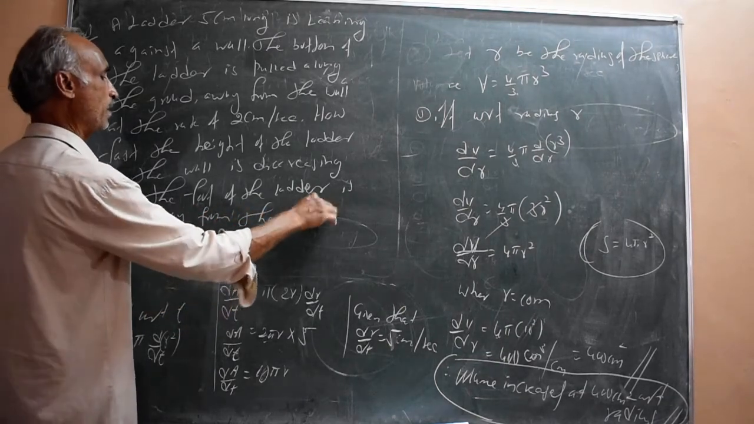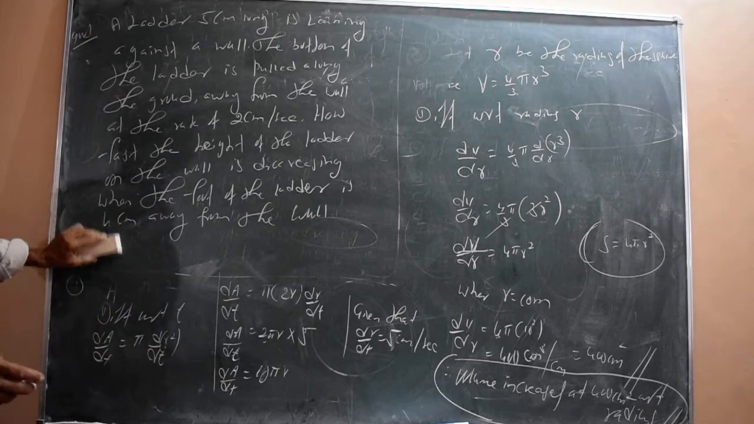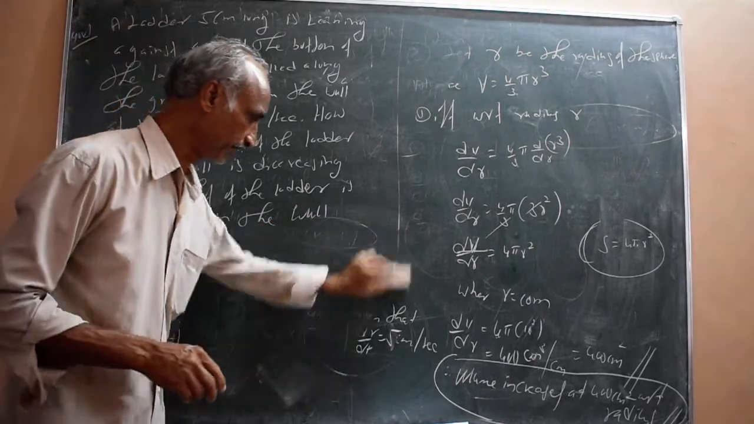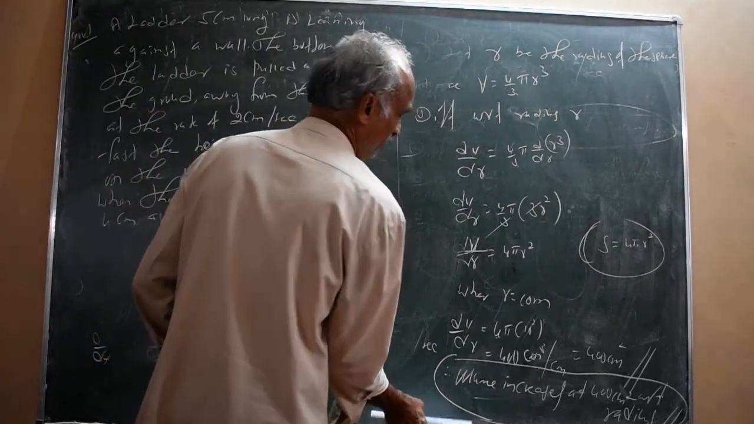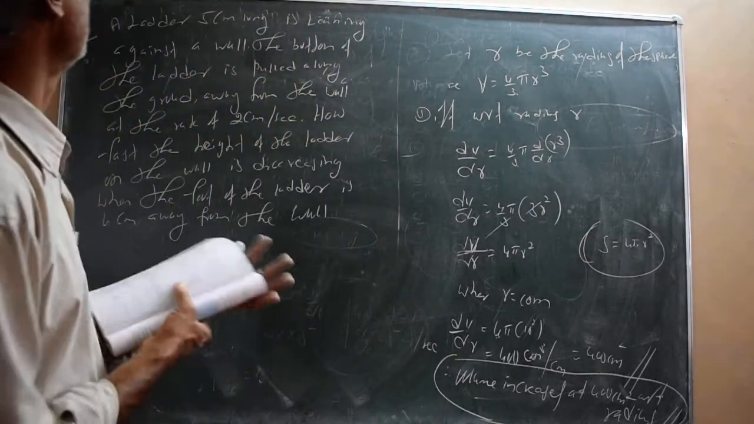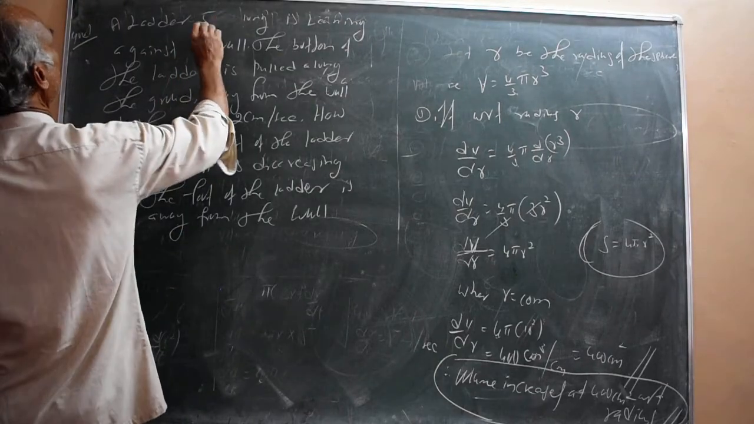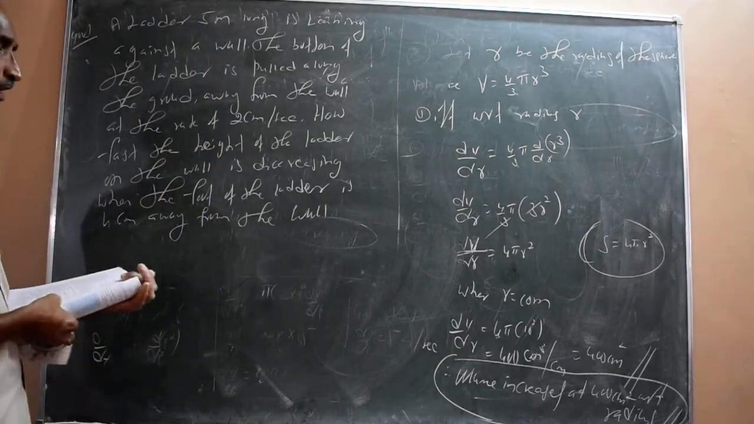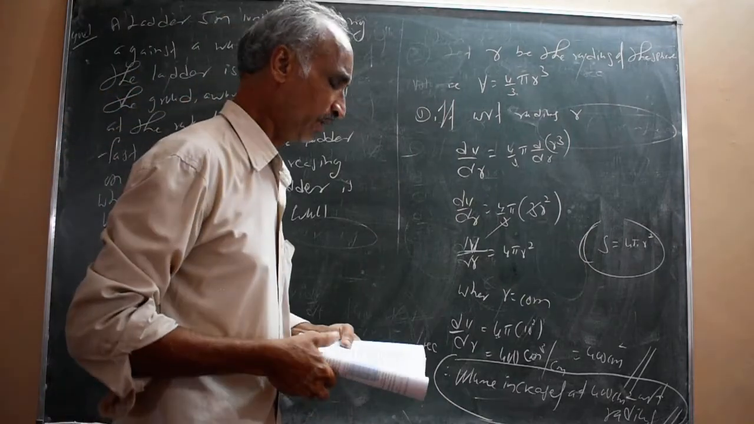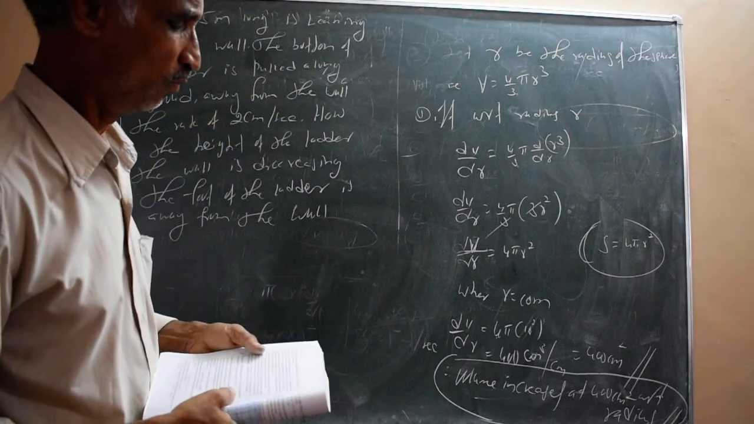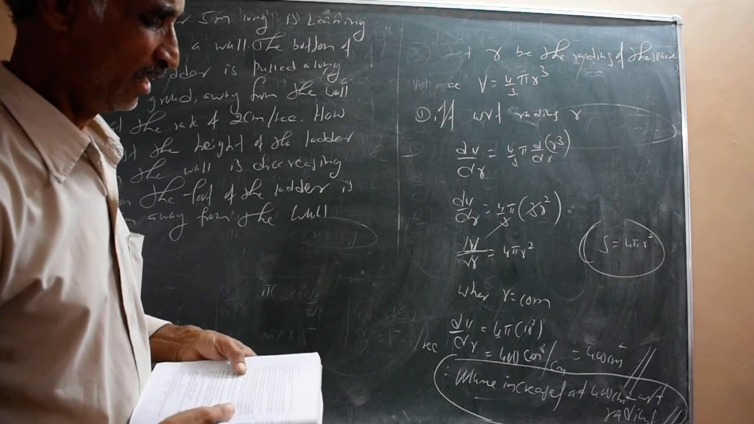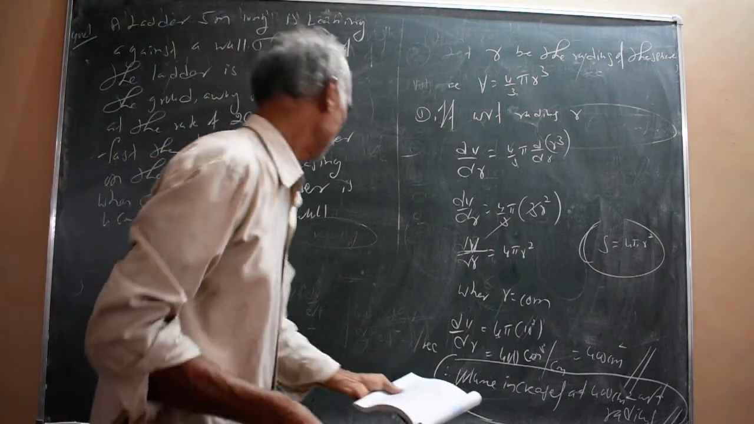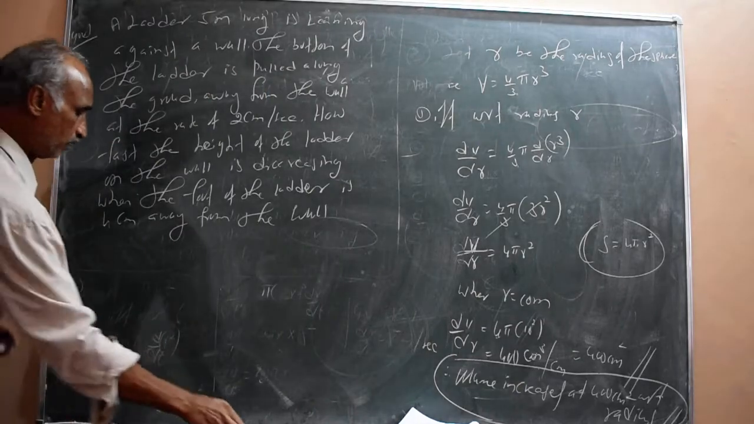Write down the problem. A ladder 5 centimeters long. Okay, 5 centimeter ladder, very short it is, 5 meter. Ladder usually is in terms of feet or meters. Okay, 5 meter long, leaning against a wall. So here is the figure.